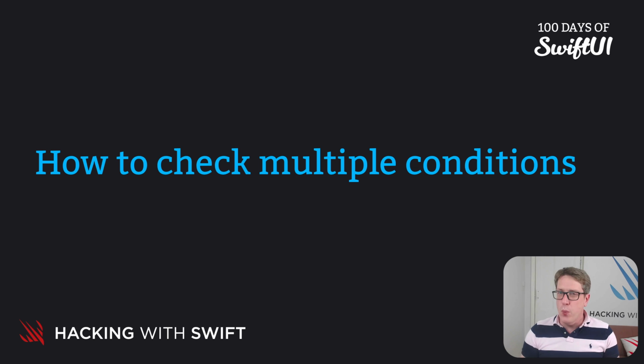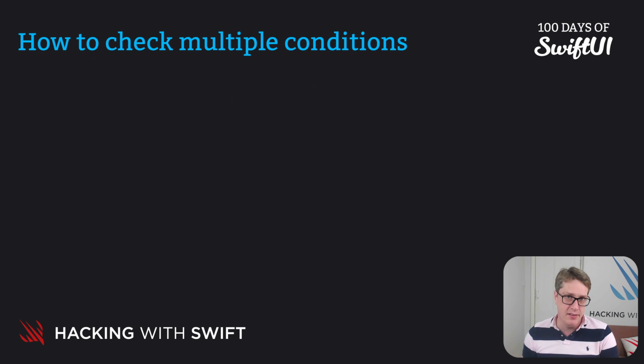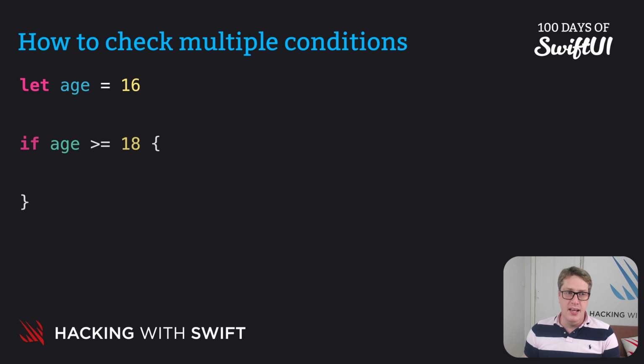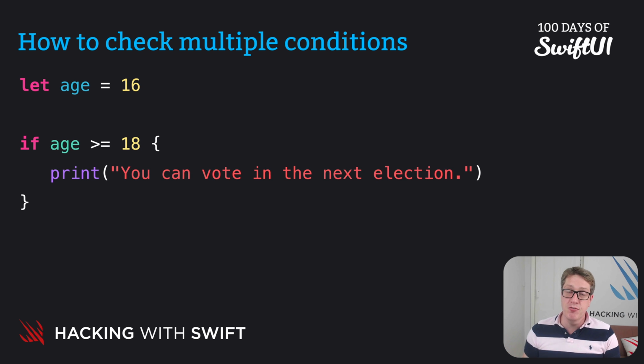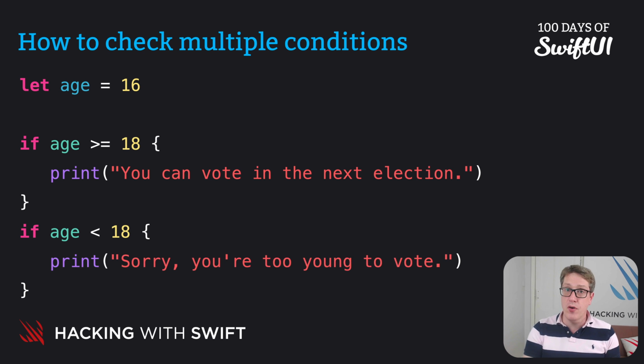When we use if, we must provide Swift with some kind of condition that will result in either true or false once that condition has been evaluated. If you want to have multiple conditions being checked, you can put them one after the other. For example, we could say, let age equal 16. If age is greater than or equal to 18, then print "You can vote in the next election." And after that, if age is less than 18, print "Sorry, you're too young to vote."